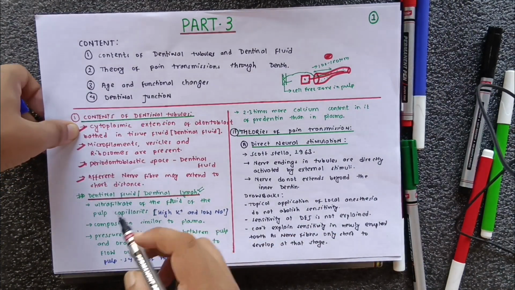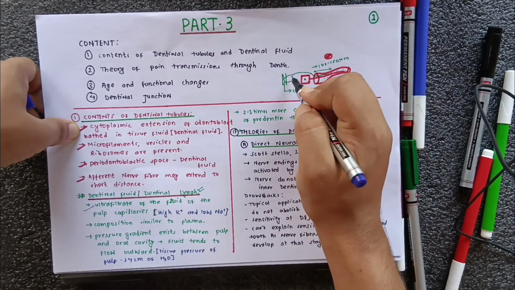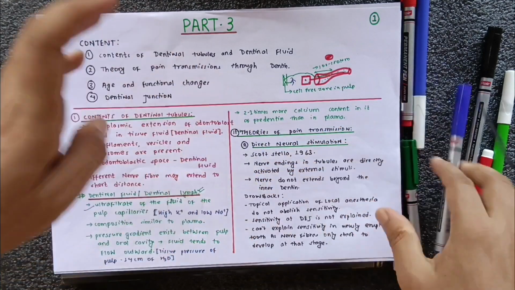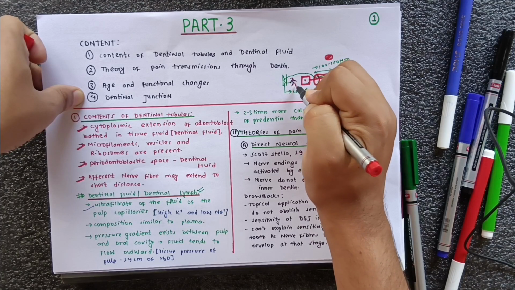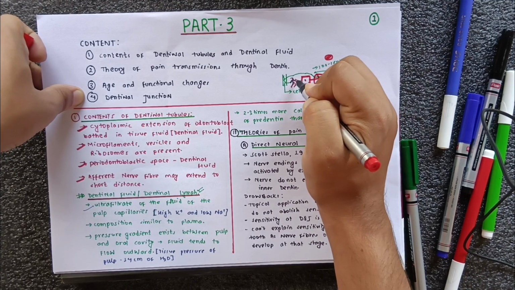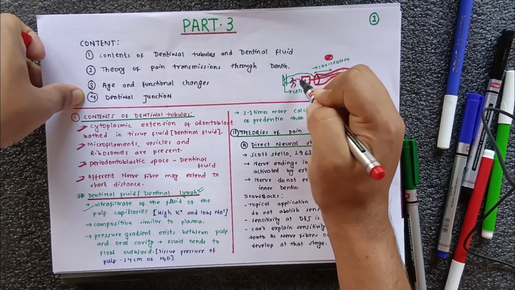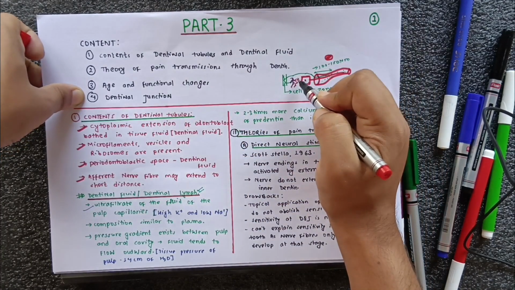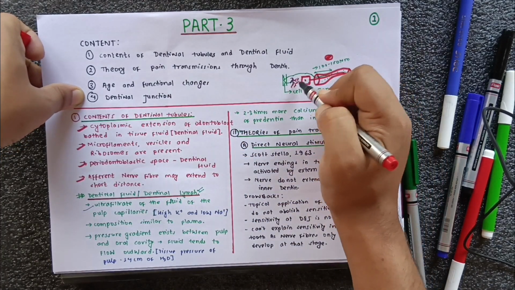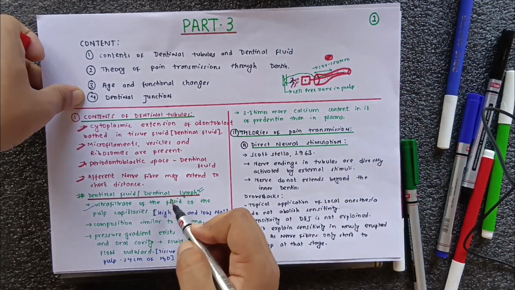After that, dentinal fluid is the ultrafiltrate of the fluid of the pulp capillaries. Okay, if this is a pulp, I will draw with the red. In the pulp there are pulp capillaries, and there is an exchange of gases here. The filtrate that is released from these pulp capillaries, those ultrafiltrates are the dentinal fluid or the dentinal lymph.